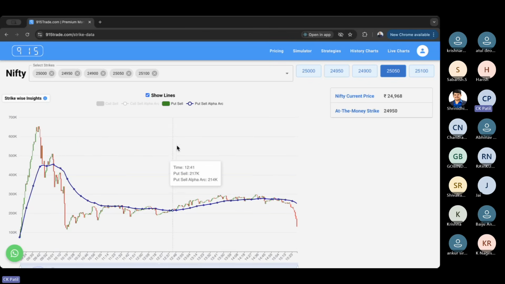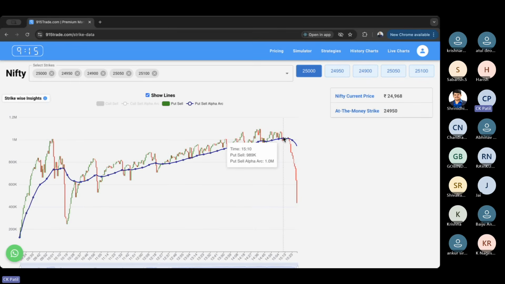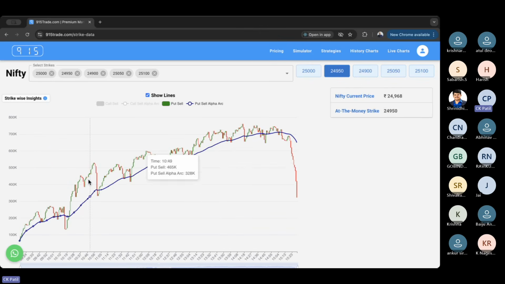Every minute, this will automatically refresh. This will not change. You will only be analyzing put. The ATM strike, you will always know here. As the strike changes, just click on that particular 25,000 and then you will analyze that particular strike. 24,950, you will analyze that strike. It makes it easy for you to analyze the data.